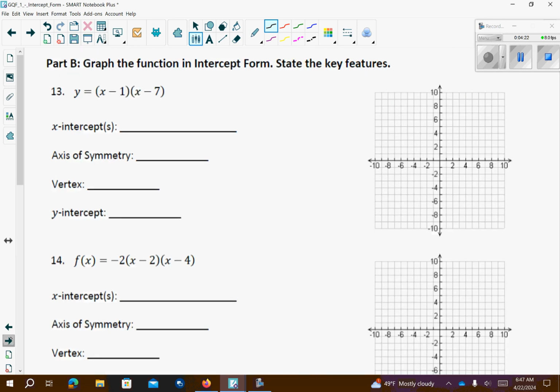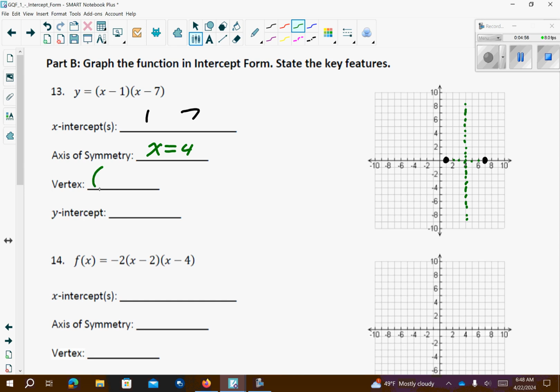All right, so let's take a look at a few things. X-intercepts, so 1 and 7. So I'm going to put a dot here at 1, and I'm going to put a dot here at 7. The axis of symmetry is going to be halfway in between those. So I'm going to count in 1, count in 1, count in 1 more, count in 1. Looks like at +4, that's halfway between those 2 points. So the axis of symmetry, label it as x equals 4. Okay, that's a vertical line.